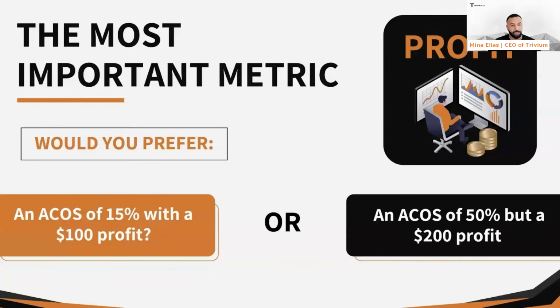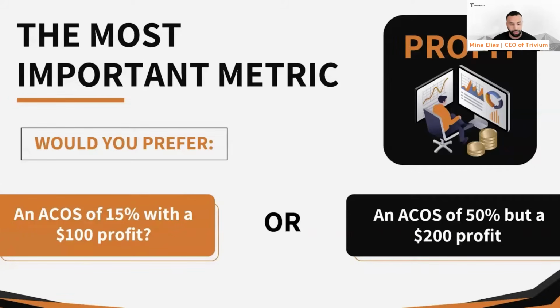So what is the most important metric? Let's get right into it. The most important metric is profit. It doesn't matter what your revenue is, what your ACOS or your TACOS or any of that stuff is. The most important metric is profit because that's your bottom line. That's what goes to your bank. That's what helps you grow your business. That's what you can reinvest with. And that's what your company valuation is based on.